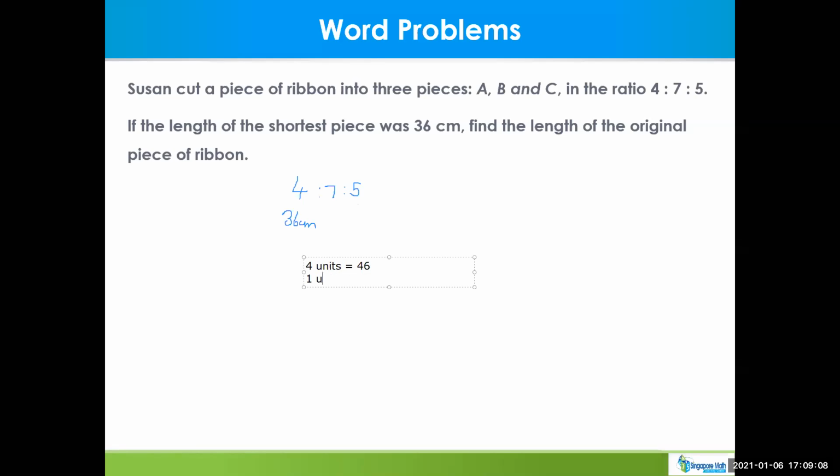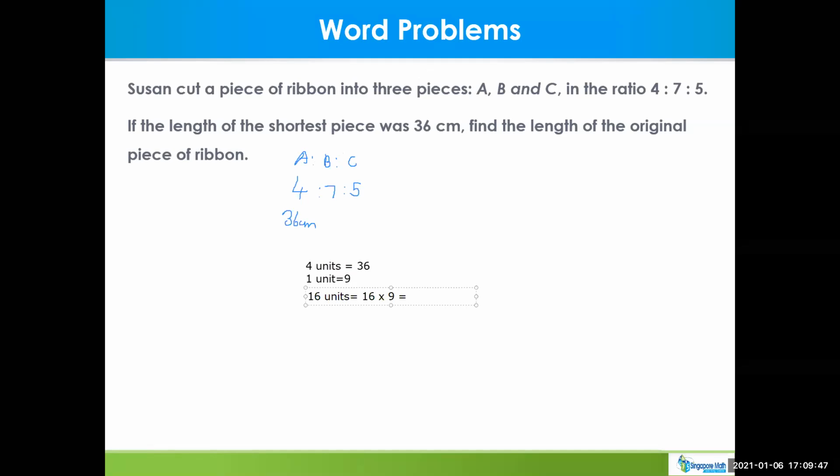So 1 unit would be 9, because this has to be 36. Now you want to find the length of the original piece of ribbon. So the total number of units would be 4 plus 7 plus 5, which is 16 units. So 16 units would be 16 times 9.